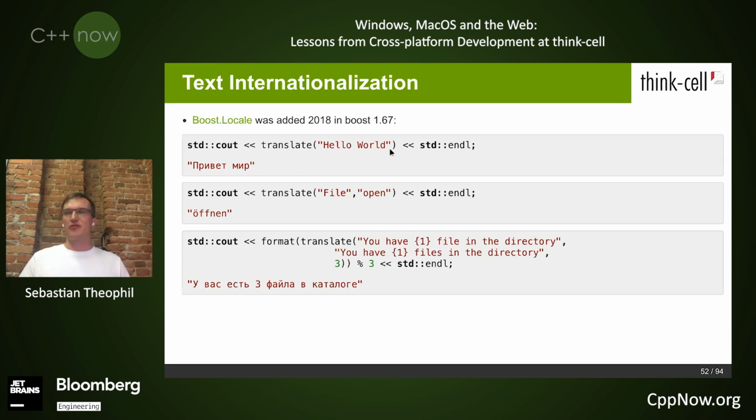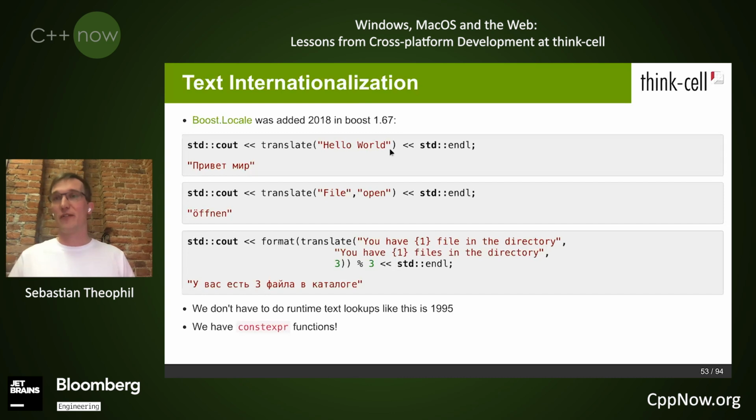And then in the background, the translate function goes to your catalog of translations and does a lookup at runtime of the English string and returns the translated one. But this is 2021. We don't have to do runtime text lookups like it's 1995. We have constexpr functions. And that's what our translation engine uses.